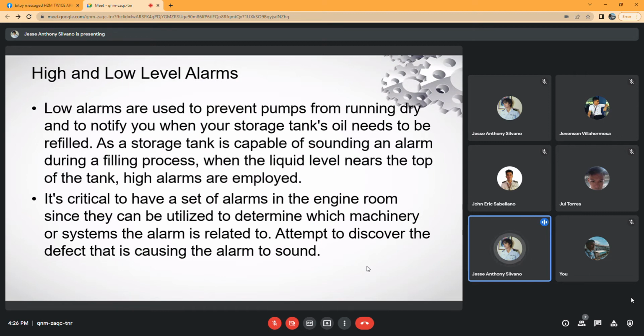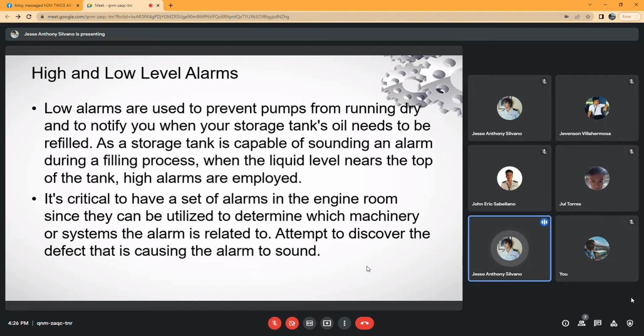So this alarm is used to determine if the liquid or water inside the tank is high or low. Low level alarms are used if the liquid inside the tank is low, and high level alarms are used if the liquid is too high.